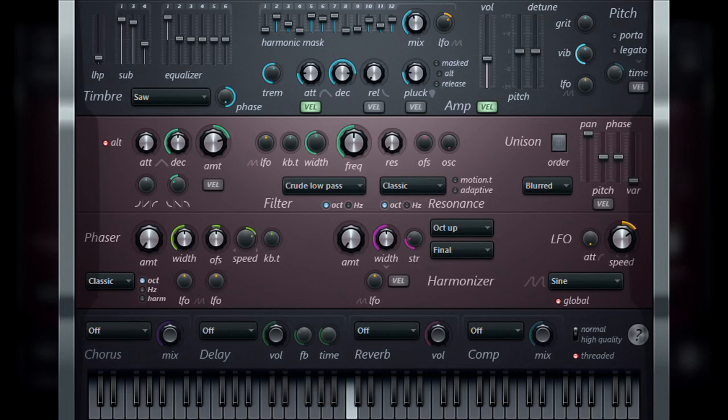The vibe parameter applies a vibrato to the sound. The LFO parameter applies a low frequency oscillator to add some movement to the overall sound generated by the timbre section.